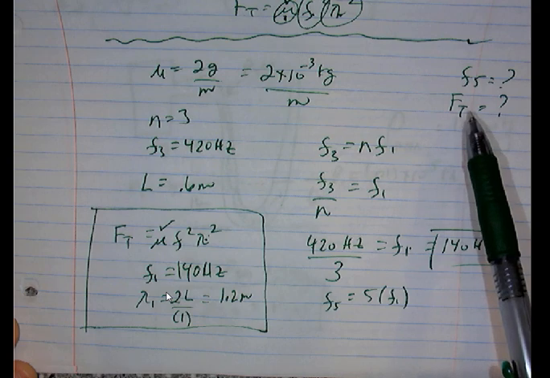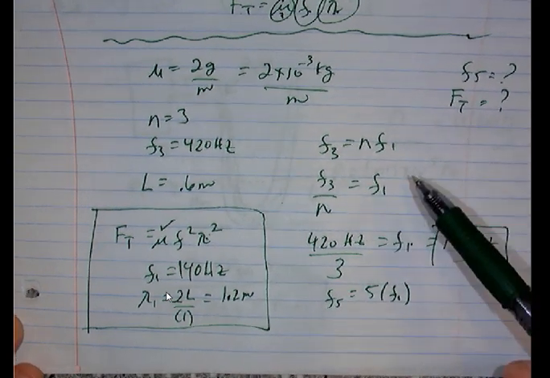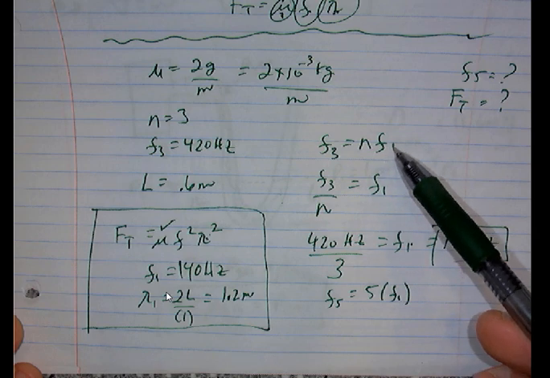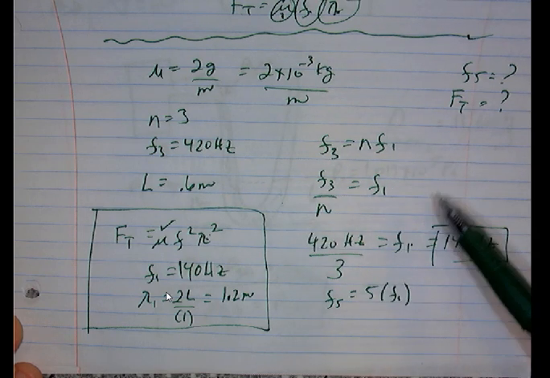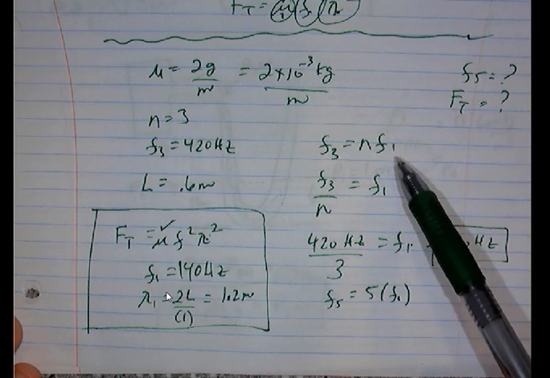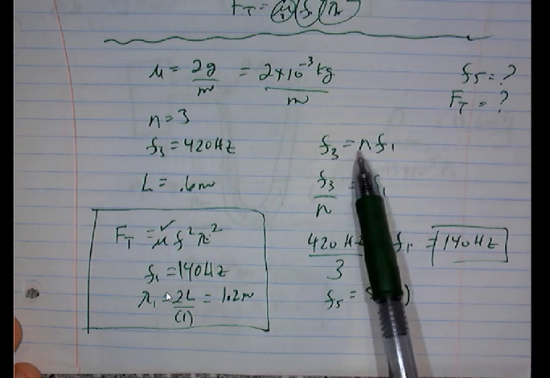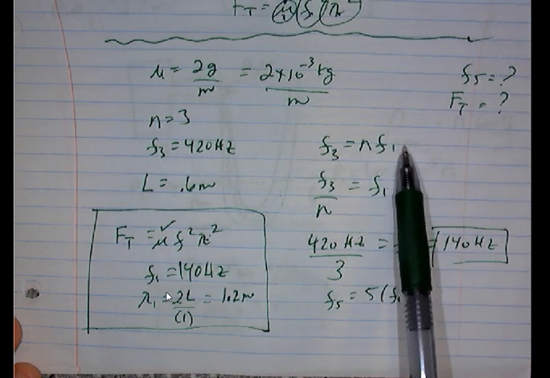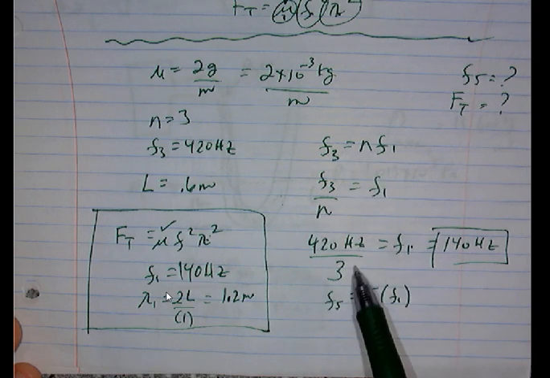Okay, so we can get the 1st harmonic because the other frequencies are just multiples of the fundamental frequency, or 1st harmonic. So once we get the fundamental frequency, we can figure out any frequency we want. So the 3rd harmonic is n times the 1st harmonic. So a little bit of algebra, divide both sides by n.